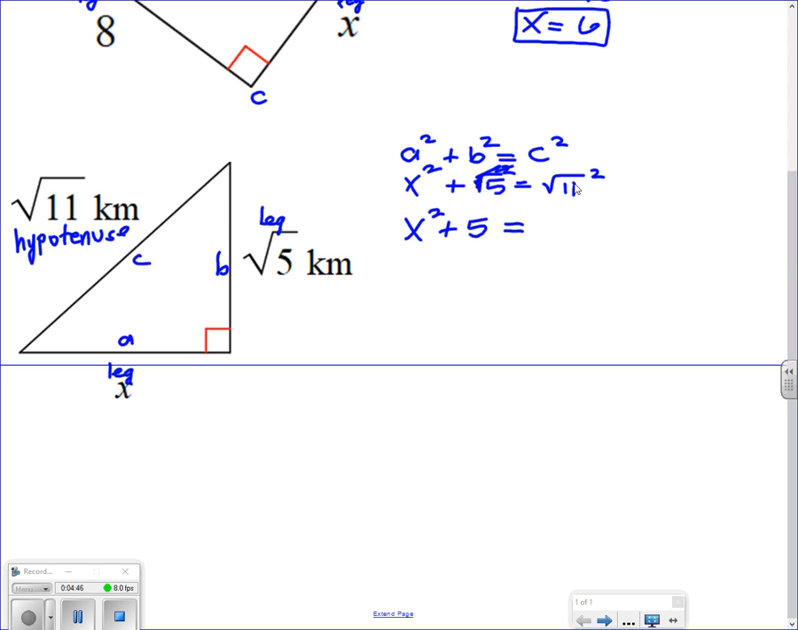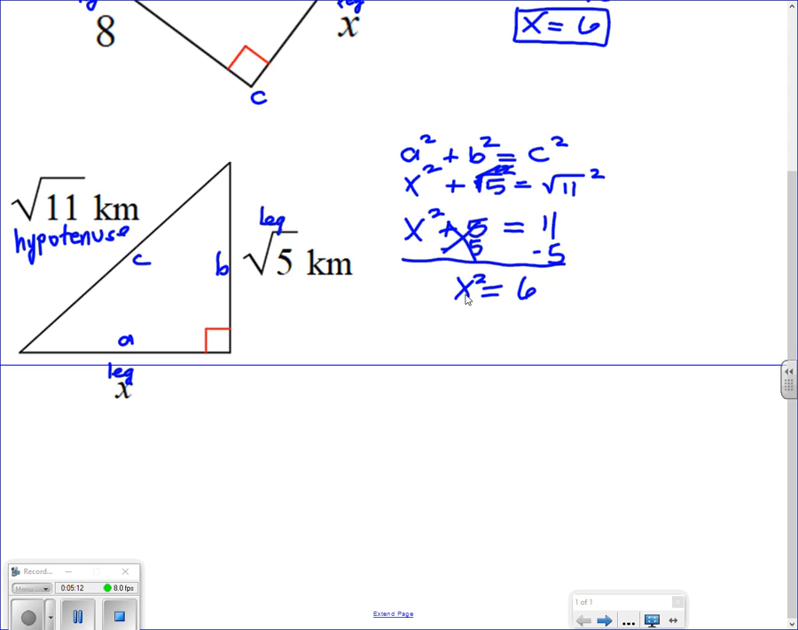Over here, same thing happens. These are opposites, so they're going to cancel. So all you have is 11. Now get the x squared by itself. Minus 5, minus 5. These are opposites, they're going to cancel. So you have x squared is equal to 6.